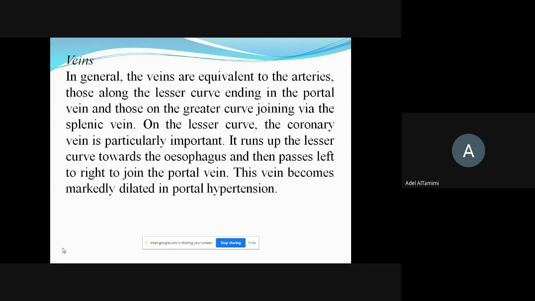And you know, one of the manifestations of portal hypertension is the development of varicose veins in the lower esophagus, which is part of the portosystemic circulation, where the systemic circulation forms an anastomosis with the portal venous system.